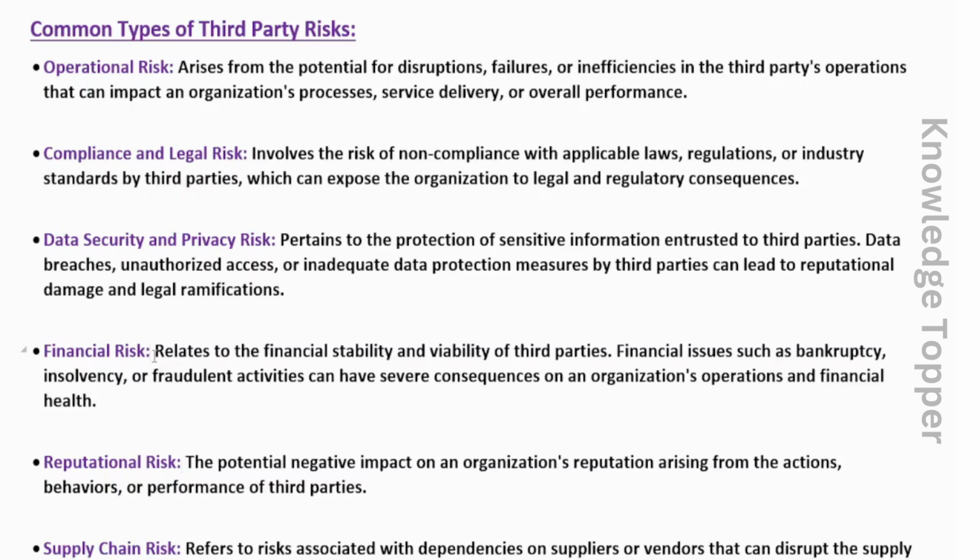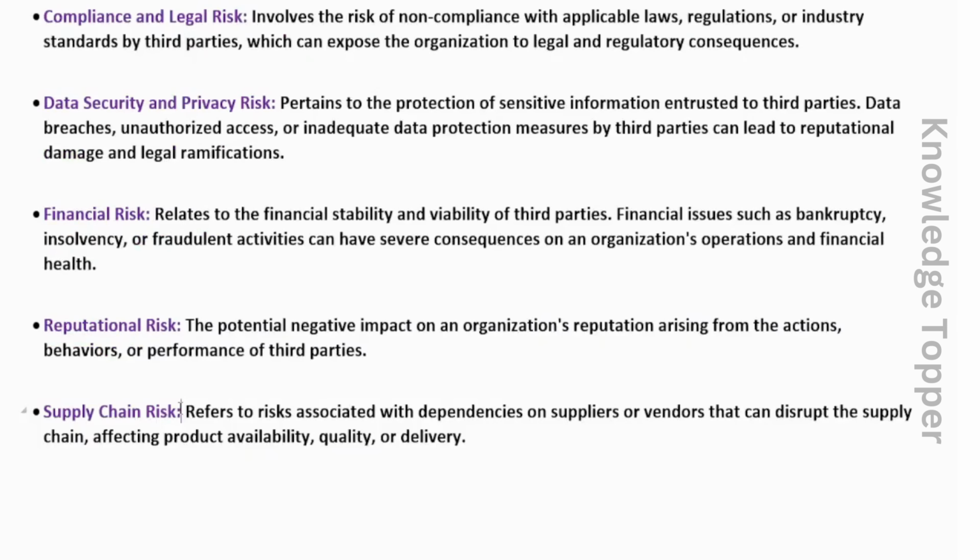Okay, the next type is reputational risk. Basically, it is the potential negative impact on an organization's reputation arising from the actions, behaviors, or performance of third parties. Okay, the sixth type is supply chain risk. It refers to risk associated with dependencies on suppliers or vendors that can disrupt the supply chain, affecting product availability, quality, or delivery. For example, assume there is a company that manufactures electronic devices, and due to natural disasters, they face supply chain disruptions. Okay, so that is the example of supply chain risk.